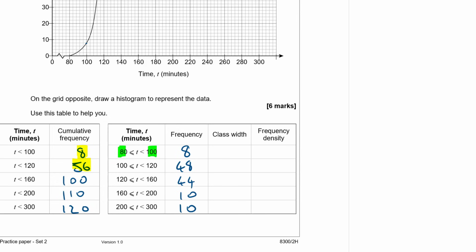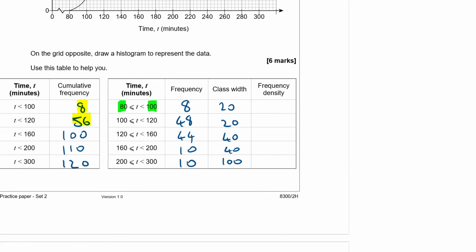Okay, so the class width is the difference between these two numbers. So 100 take away 80 is 20, 120 take away 100 is 20, 120 to 160 is 40, 160 to 200 is 40, and 200 to 300 is 100. And frequency density is equal to frequency divided by class width. So basically I have to divide my first column by my second one, and that would be my frequency density.